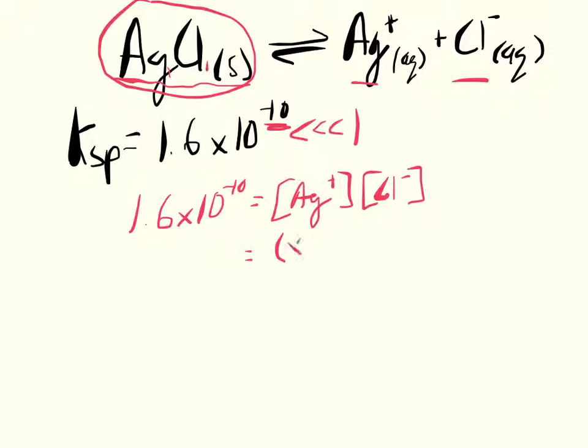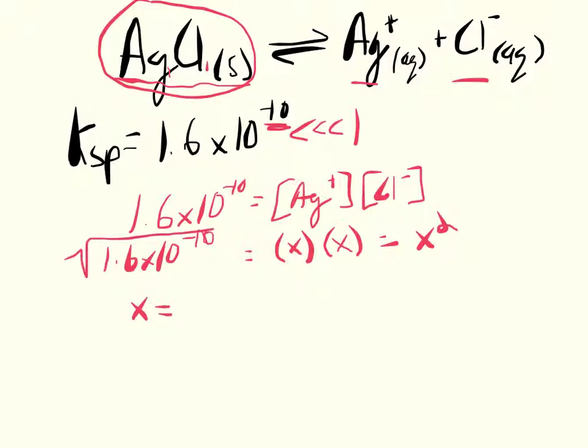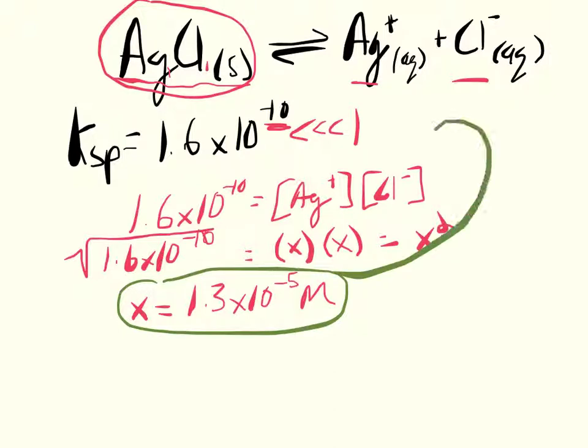So it's essentially like x times x is equal to 1.6 times 10 to the negative 10th, which is essentially x squared. So to solve for x, it's just the square root of this number, which gives us 1.3 times 10 to the negative 5th molar. So that is going to be equal to the concentration of both chloride and of the silver ions at equilibrium.